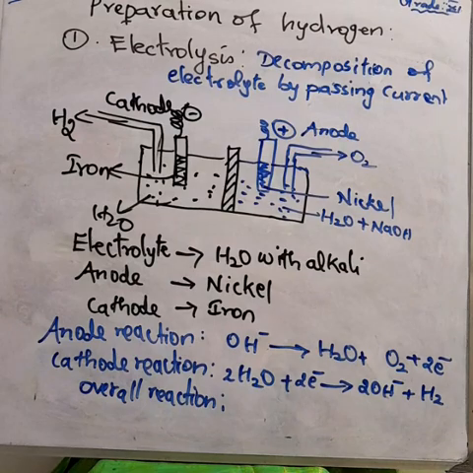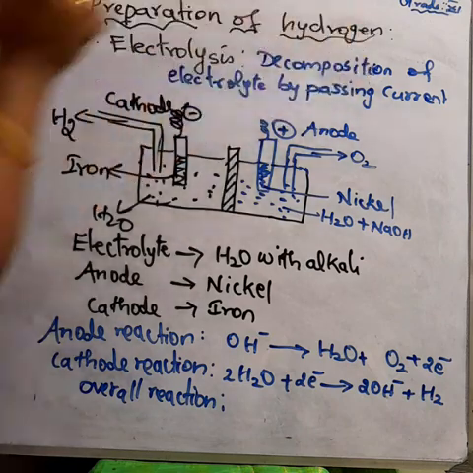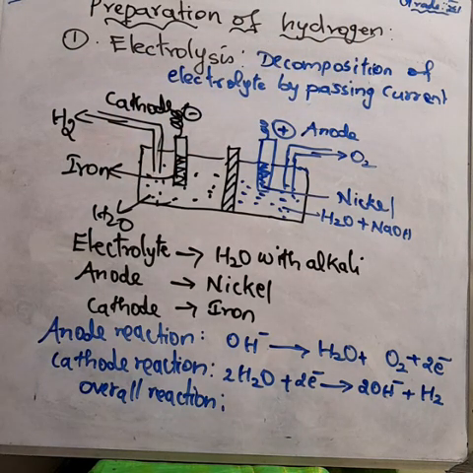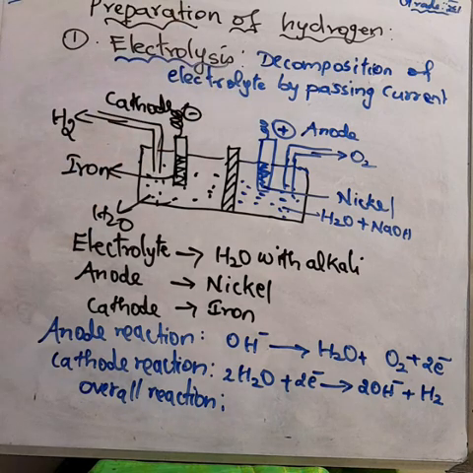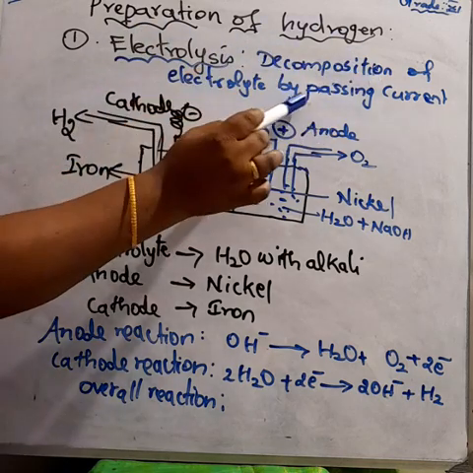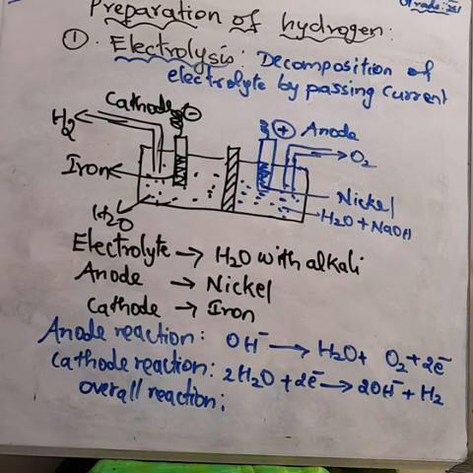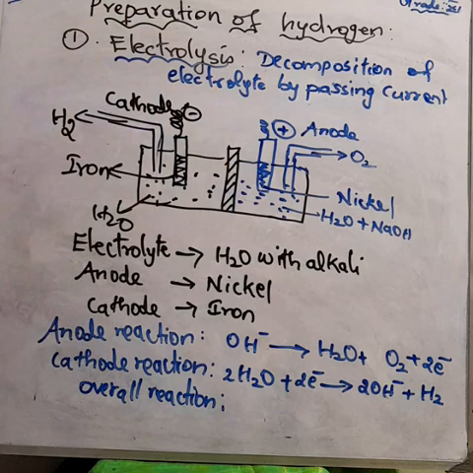Now, preparation of hydrogen. Hydrogen is prepared by the electrolysis method. We are going to study hydrogen prepared by electrolysis. What do you mean by electrolysis? The decomposition of an electrolyte by passing current is called electrolysis. When we pass current through the electrolyte, the electrolyte is decomposed, that is called electrolysis.